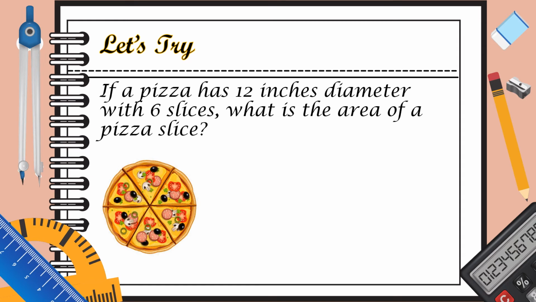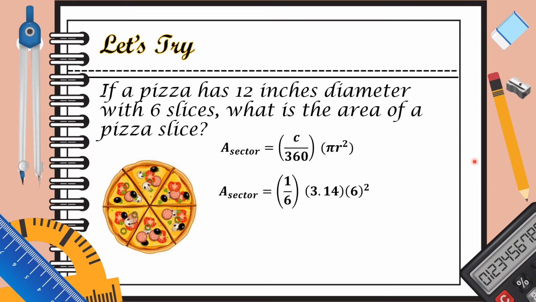Now let's have our next example. If a pizza has 12 inches diameter with 6 slices, what is the area of a pizza slice? So, gaano daw kalaki itong isang buong slice ng pizza? So, ang formula natin is the area of the sector is equal to C divided by 360 times pi r squared. So, ang area ng sector natin is 1 over 6.